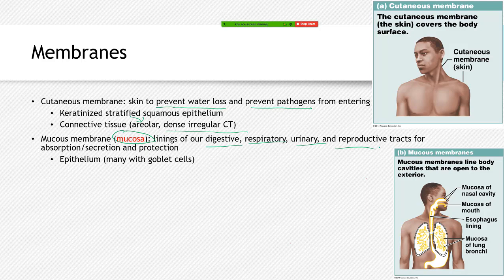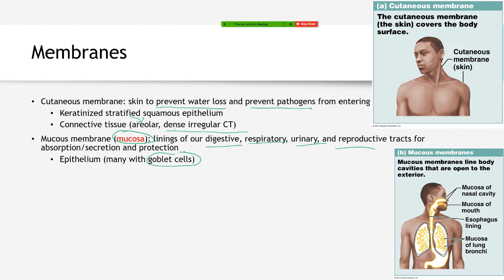The reason why I don't specify which type of epithelium this has is because it depends on which organ we're looking at. If it's the small intestine, it's going to be the simple columnar epithelium. If it's the esophagus, it's going to be this non-keratinized stratified squamous epithelium. If it's the trachea, it's going to be the pseudostratified columnar epithelium with cilia, so on and so forth. So it really depends on which one we're talking about. But many of these epithelia will have goblet cells.